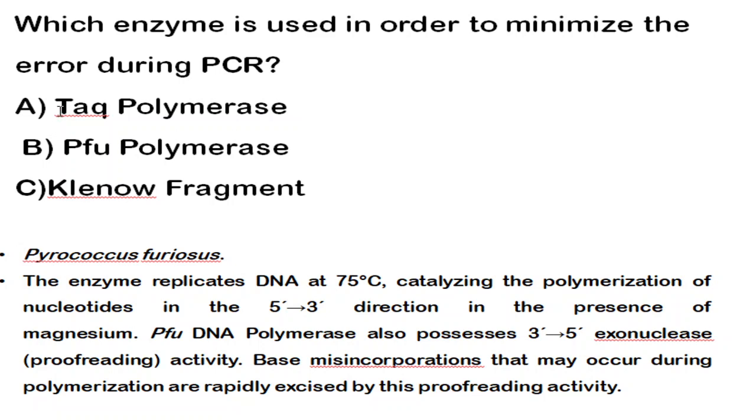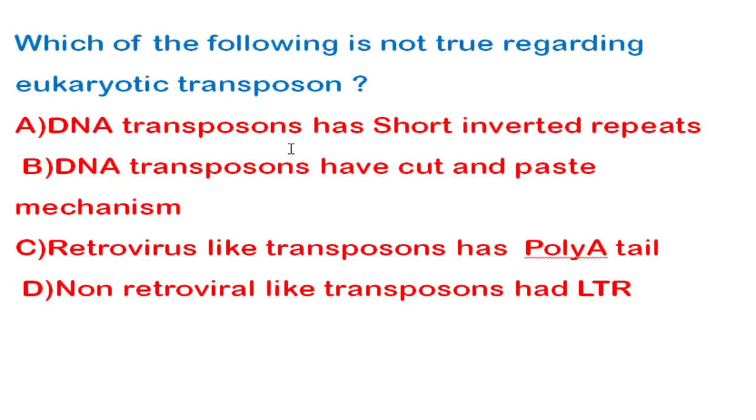Whereas if you take Taq polymerase, it only holds the 5' to 3' DNA polymerase activity. Taq polymerase doesn't have the 3' to 5' exonuclease activity. So the error rate will be very high when you employ Taq polymerase. That's the reason why many PCR techniques nowadays target Pfu polymerase, which holds the DNA polymerization activity and at the same time also has the proofreading activity.